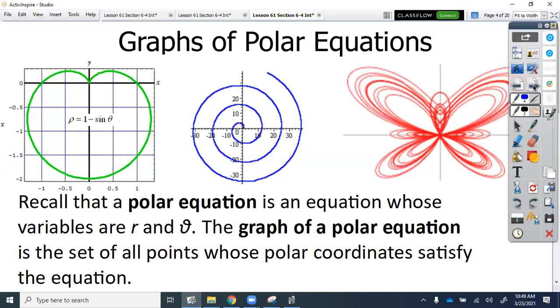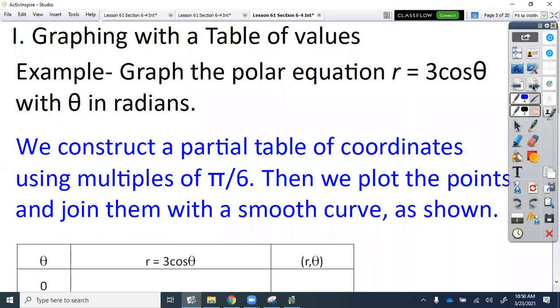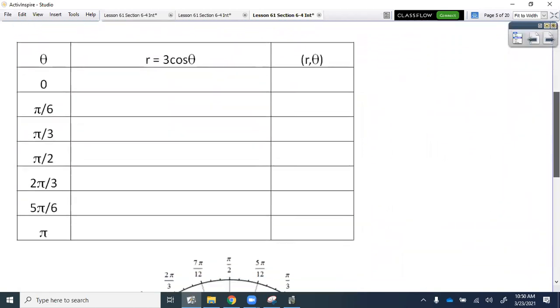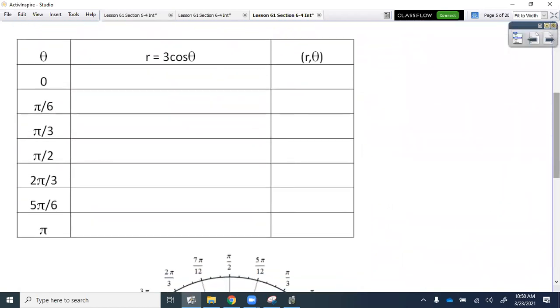So the first one that I want to do with you, we are really just going to create a table of values to graph the equation r equals 3 cosine of theta. All right, so you should be looking at this chart right in front of you, right? And we're just going to fill it in together. I want to walk you through, hey, how do we do our exact values? Just like if we were picking x's and plugging them in to find y's, that's what we're doing here, okay? We're picking thetas, we're plugging them in to get the r's.